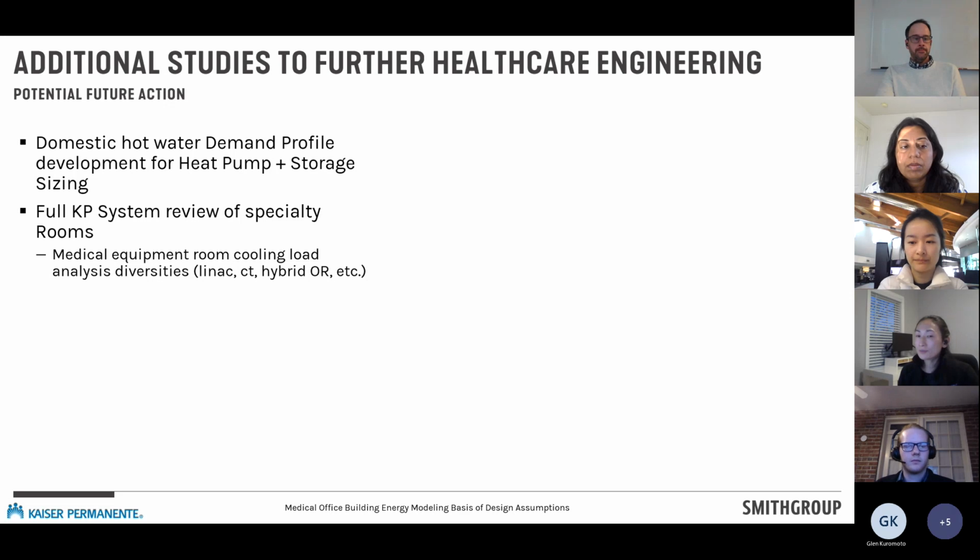Also looking at a full system review of different specialty rooms. One that comes to mind is medical equipment room cooling load diversities. A lot of the equipment rooms housing the equipment for Linacs, DTs, hybrid ORs, etc., they have a high heat gain, and often facilities and the manufacturers don't feel comfortable giving a diversity. So we'll, as the engineer, do that 80% diversity because it feels safer. But if we have actual data, we could make a more informed decision. So that's just some of the ideas that we have.